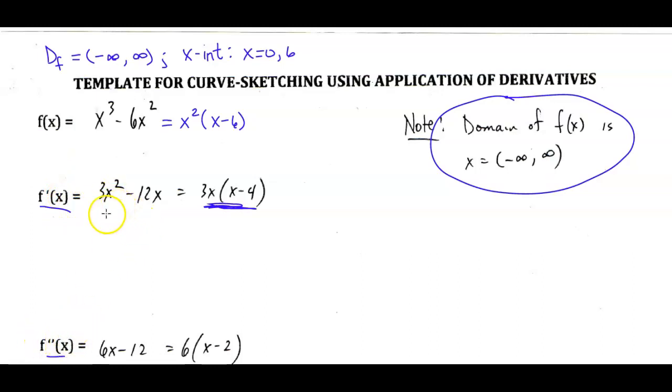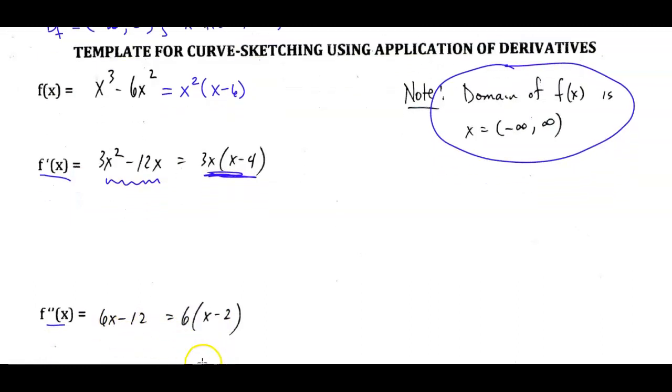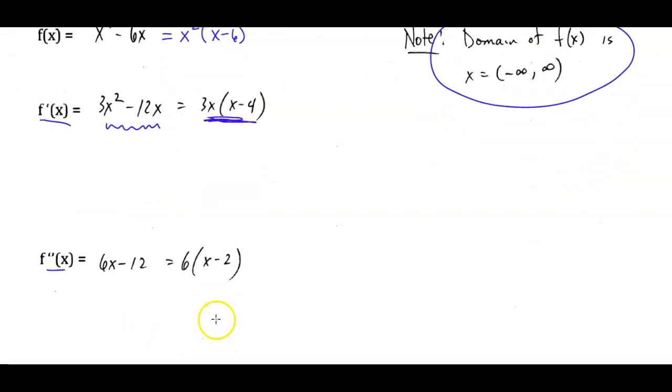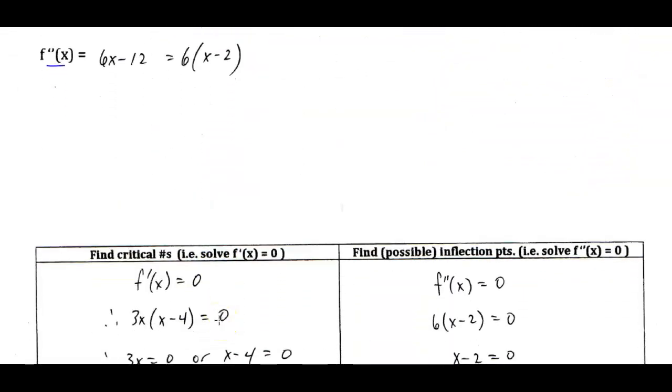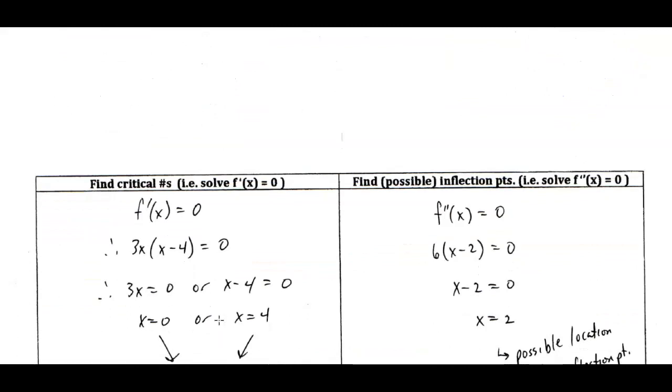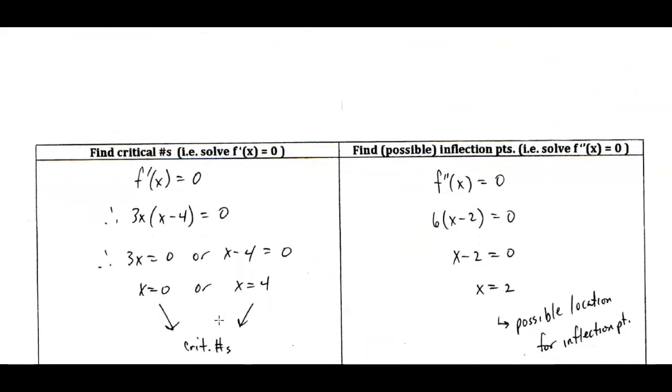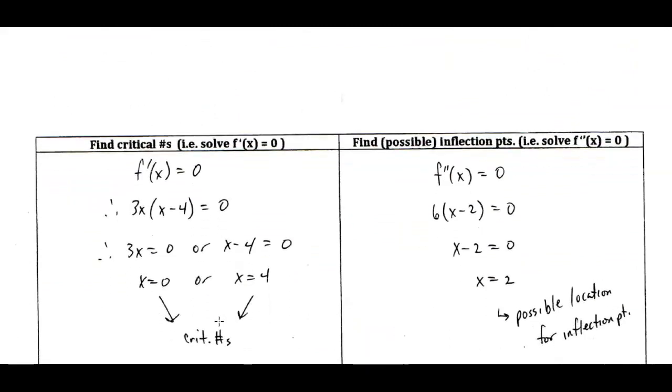When we take the second derivative, we're just taking the derivative of the derivative. And of course, that is 6x minus 12. And again, I factor out the greatest common factor amongst both terms. Okay. Now, from there, our goal is to be able to find out what our critical numbers, as well as our possible locations for an inflection point are.